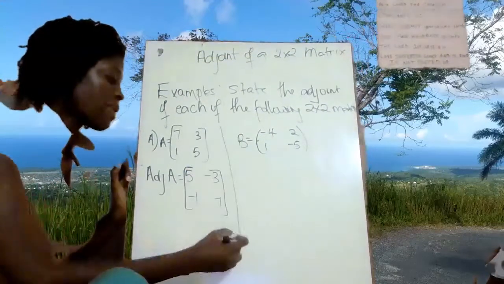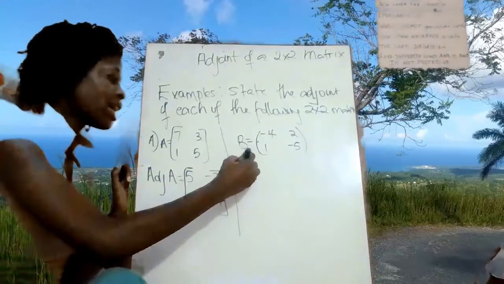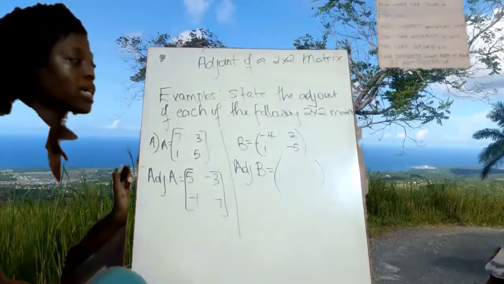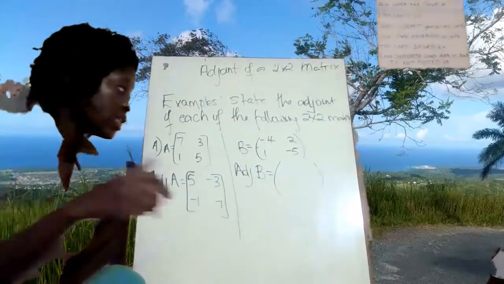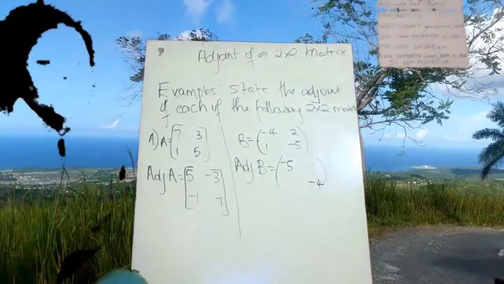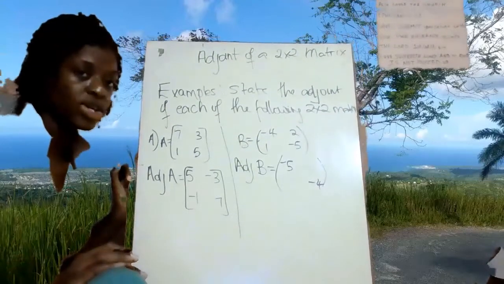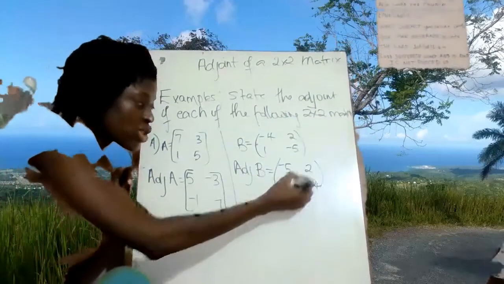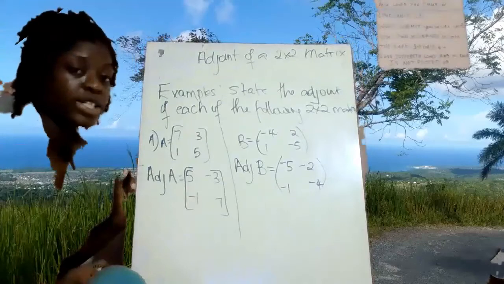Now we're at part B, looking at matrix B. Again, we write ADJ for adjoint B equals. Once again, we switch the leading diagonal. We don't change the signs or anything, we just interchange them. So -5 will now be where -4 is, and -4 will be where -5 was. Then we change the sign of the other 2 elements. So 2 and 1 didn't change place, but now their signs will change. So it will be -2 and -1. And that is it for adjoint B.